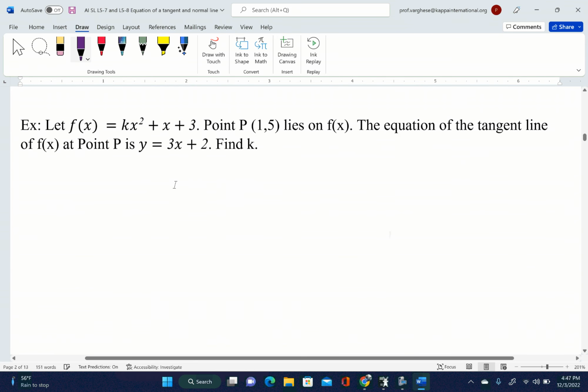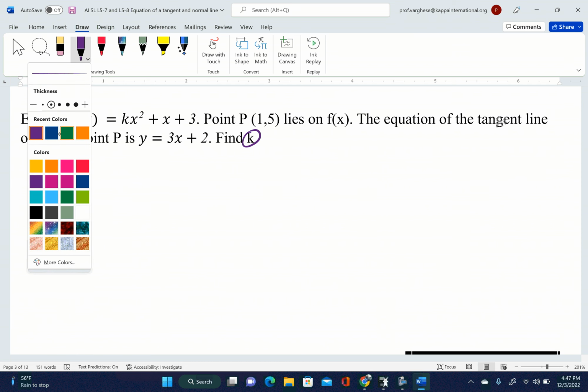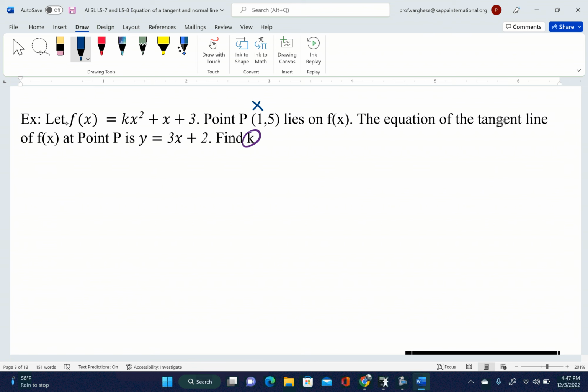Let's go ahead and try another problem, right? So now this one right here, why am I teaching you how to do this by hand? Because in this case, anytime it asks us to find k, it's not going to be as straightforward, okay? So for this question right here, it tells us that the point is 1, 5, so my x is 1, my y is 5. It also tells us the equation of the tangent line of f of x at point P is y equals 3x plus 2.